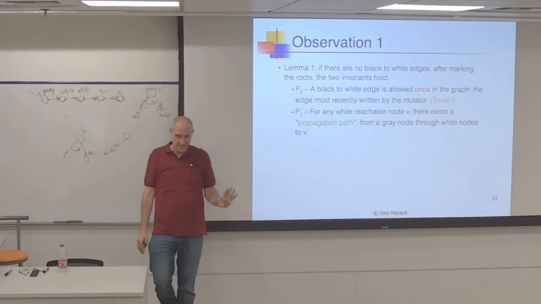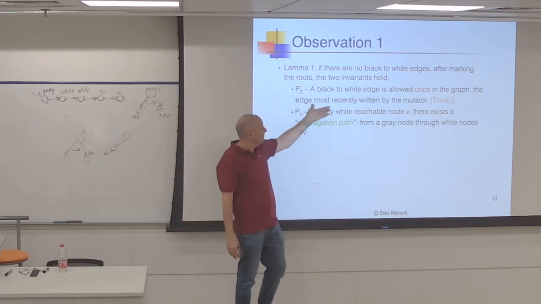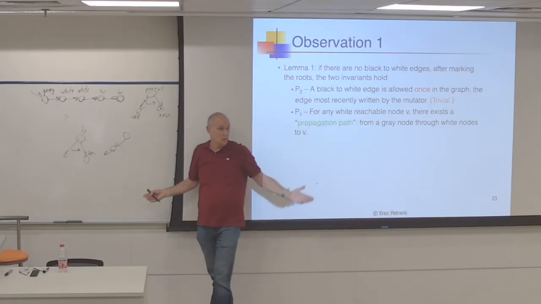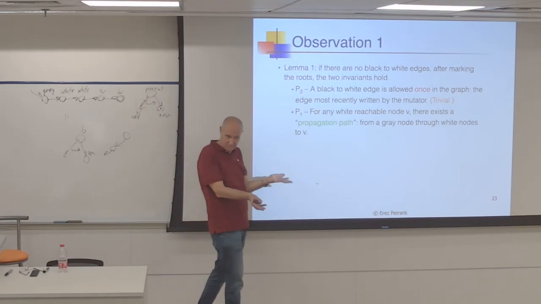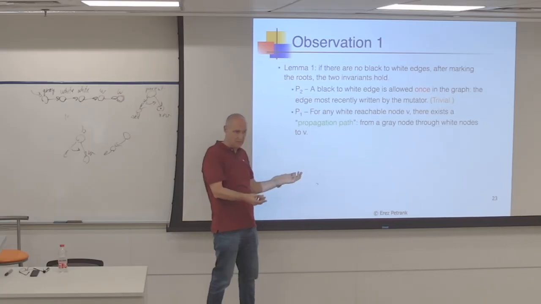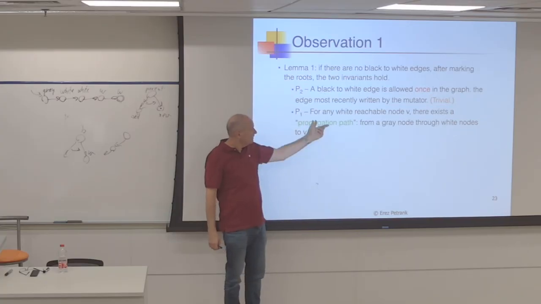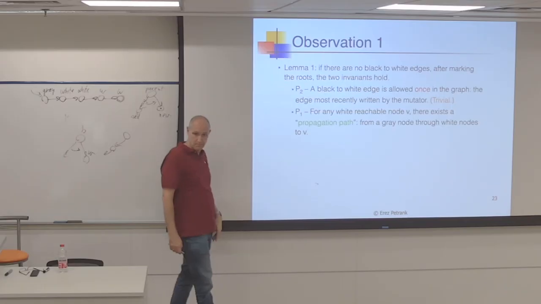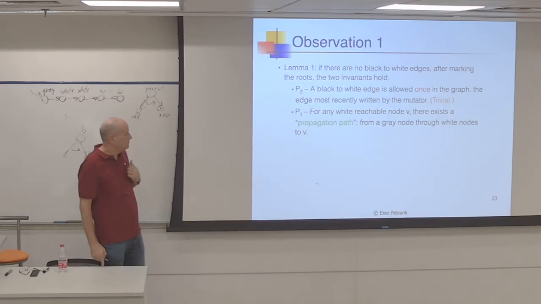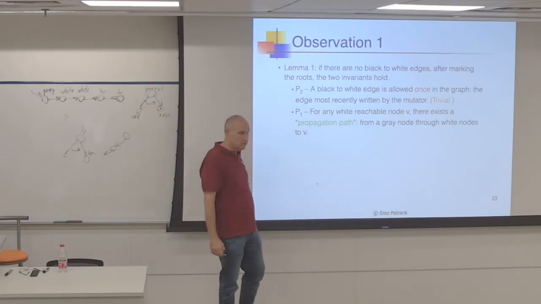Okay, let's see why this is true. The first one is basically trivial. If I allow only one black to white edge and there's nothing, then fine. I can allow it, but no one uses my allowance. Sure. Then P2 holds. For P1, I have to show that if there is no black to white edge, then there is a propagation path to any reachable white node.